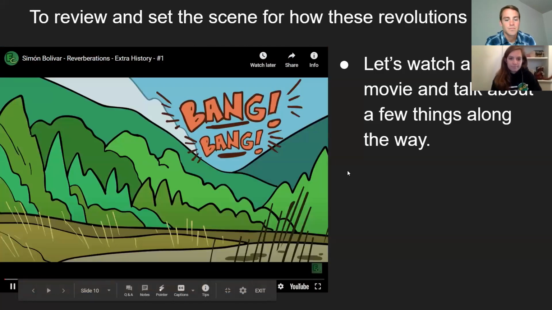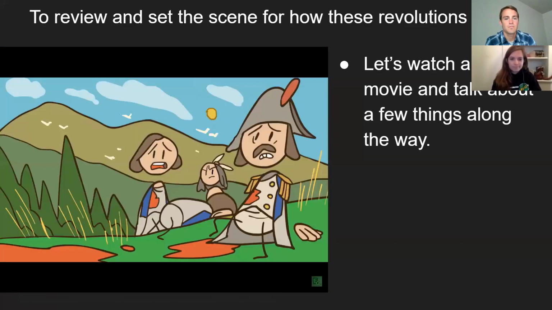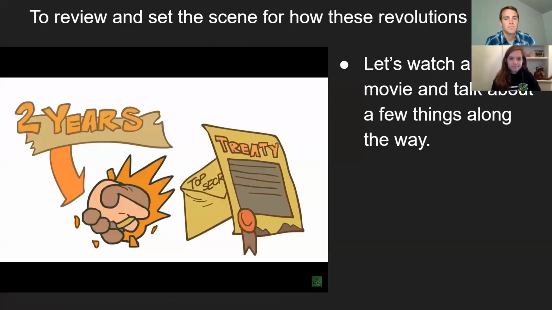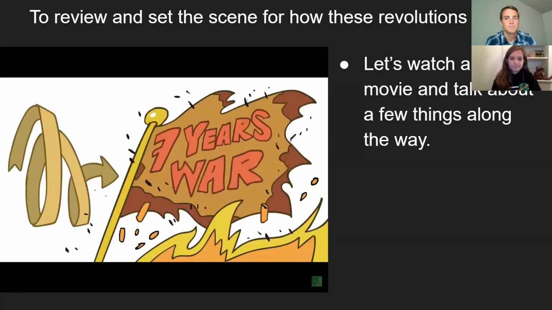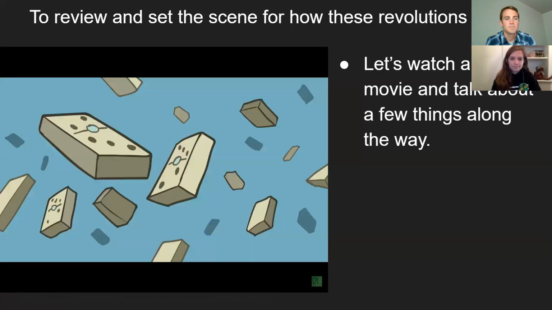Shots ring out in the Ohio Valley. A handful of militiamen under the command of a 22-year-old named George Washington have surrounded a tiny force of French colonials. Within 2 years, due to the interwoven alliances and secret treaties, this incident will spiral out into the 7 Years' War. The first truly world war, a war that would be fought on every continent besides Australia. And the dominoes fall.